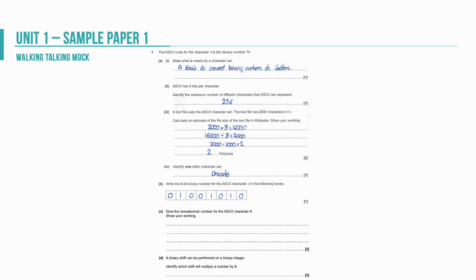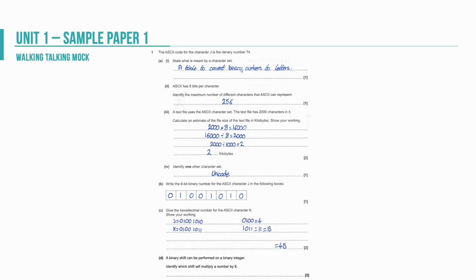It then wants you to give the hexadecimal number for K, and it wants you to show your working. Now I know that J is 74. I should know that K is equal to 75. I'll need to convert K to binary, which is 0100 1011. When we convert to hexadecimal, we then break those down into 4-bit nibbles. 0100 equals 4. 1011 equals 11, which you should know equals B. So the answer there is 4B. Again, that's a 2-mark question, and we need to show our working for full marks.